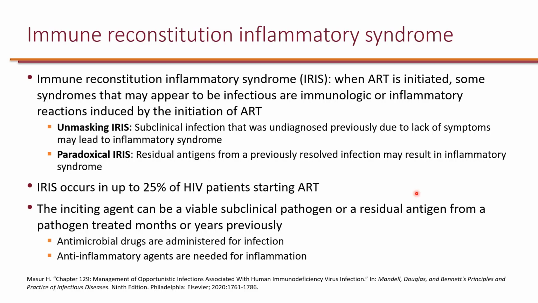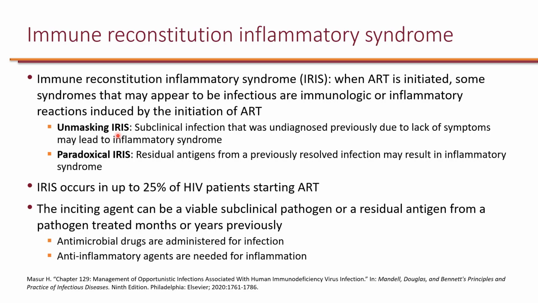So when you start ART and these symptoms suddenly occur, which sometimes can be very severe, this can be due to two reasons. One is referred to as unmasking IRIS, which is basically, if someone already had an infection, but because there couldn't be an immune response to it, obviously there wouldn't be any symptoms. Once you start ART, those symptoms basically become unmasked. So this is referred to as unmasking IRIS, that you just discovered an infection that was already in the patient.